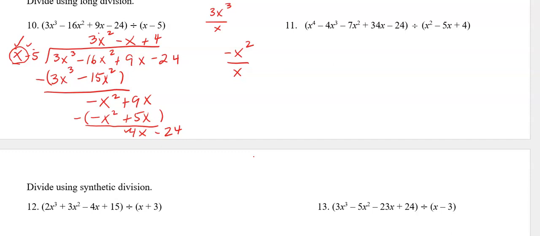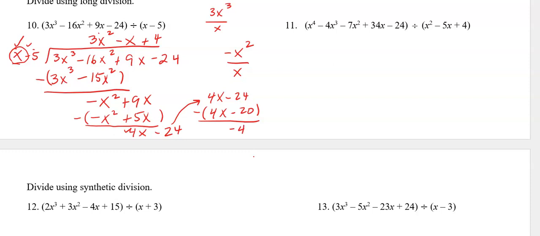And when I multiply 4 times x minus 5, sorry, I'm way down on the sheet here, but I'll just rewrite this. So here we are. When I multiply 4 times x minus 5, I get 4x minus 20. So the 4x's cancel out. Negative 24 plus 20 is negative 4.